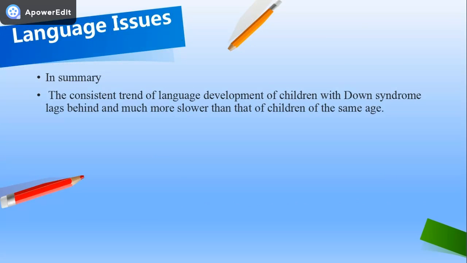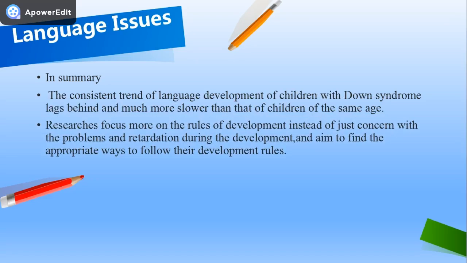In summary, the language development of children with Down syndrome lags behind and is much slower than that of children of the same age. And the research of language skills of Down syndrome children focuses more on the rules of development instead of just being concerned with the problems and retardation during the development. And they aim to find the appropriate ways to follow the Down syndrome children's development rules.